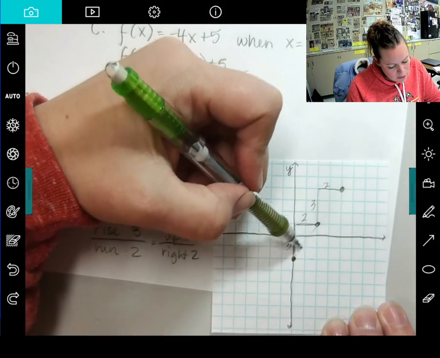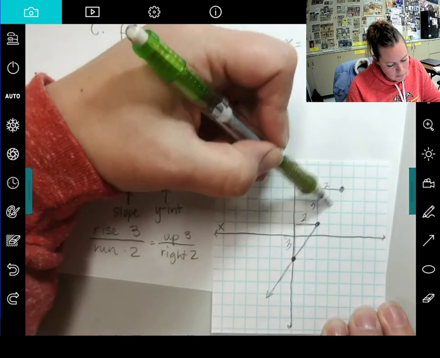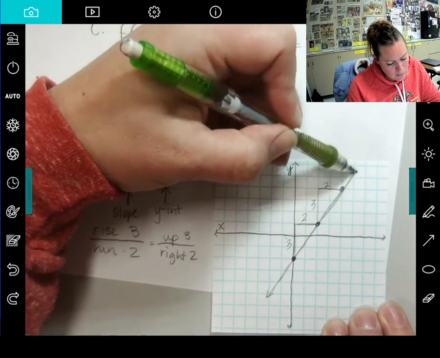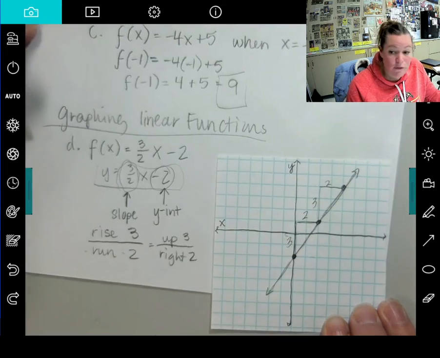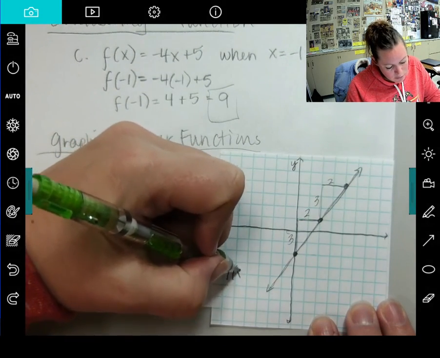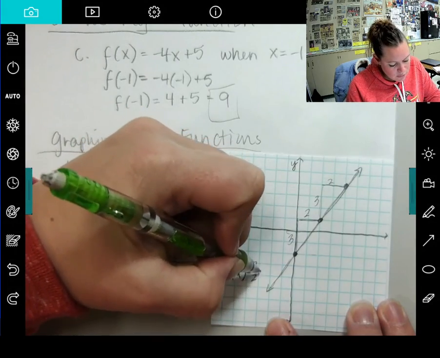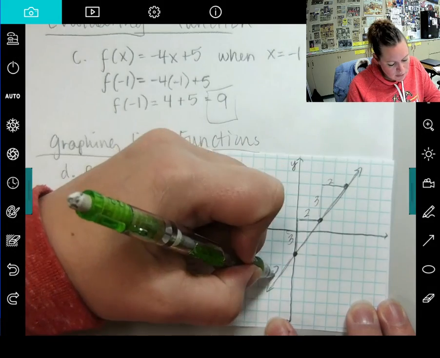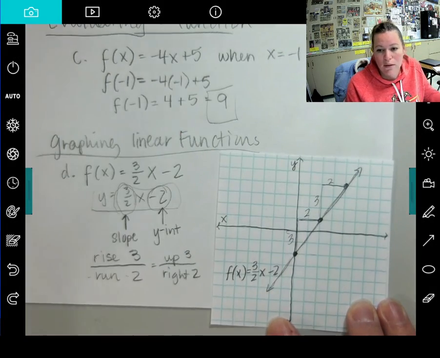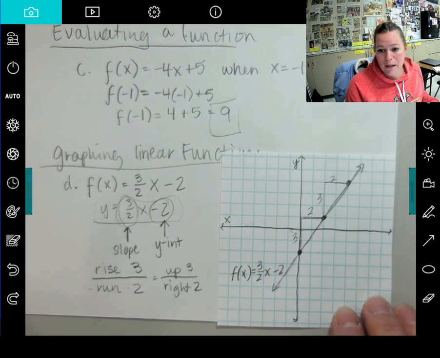From here, we just connect these points that we got. And now we have our function graphed. If you want to label your function, that's not a bad thing. So we'd label it f of x equals 3 over 2x minus 2. You don't necessarily have to label it, but there you go.